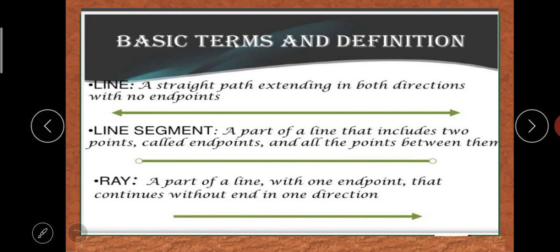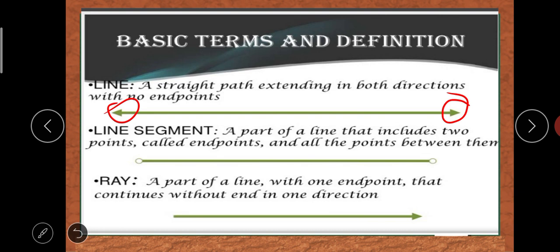First is the line. Does everyone know what a line is? A straight path extending in both directions with no end point. We can easily see that a line has no end point; it can extend from both sides. The arrows show that it can extend from both sides.